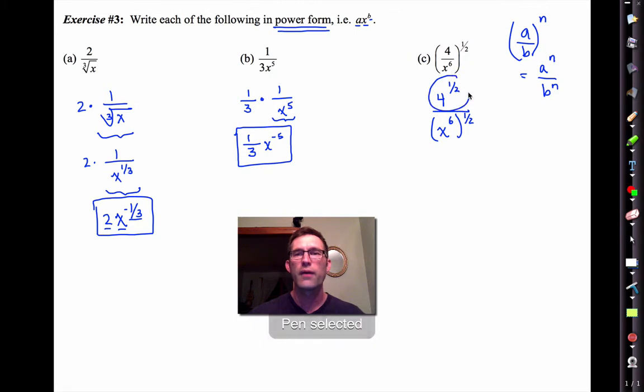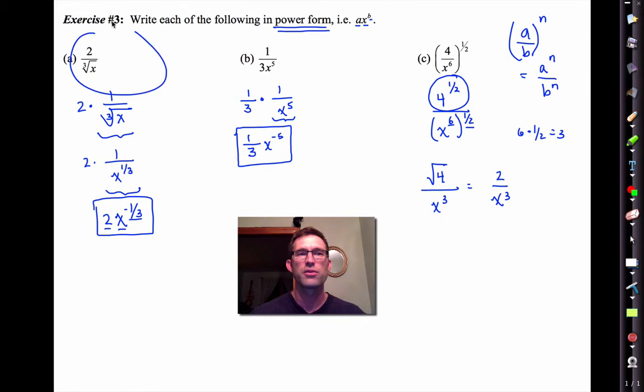Well, 4 to the 1/2, remember that's just the square root of 4. And here I can use that property that says if I've got something raised to a power raised to another power, I simply multiply the powers. Right, so I get x to the 3rd. So I get 2 divided by x to the 3rd. And now I'm really back to a situation that's very similar to letter A. This is ultimately 2 times x to the minus 3. All right?